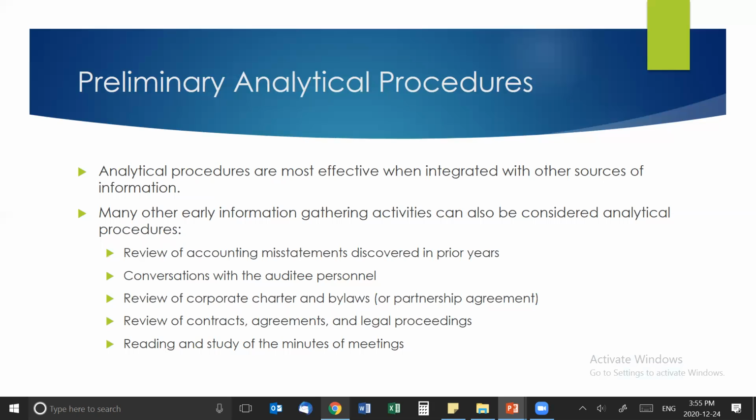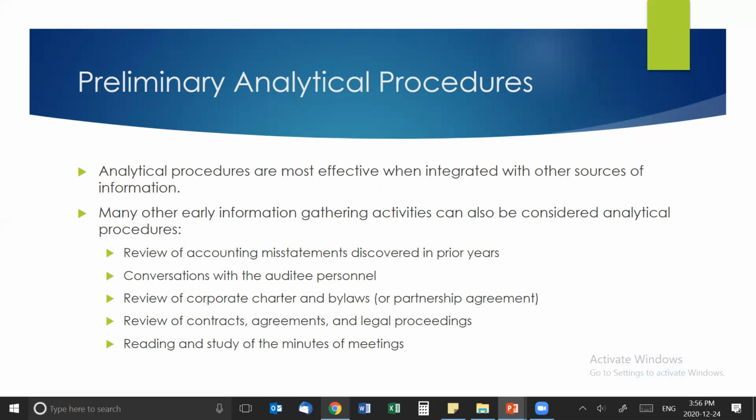Other early information-gathering activities that could be part of analytical procedures include reviewing the accounting misstatements that happened in prior years. If they had errors in prior years, you want to make sure those errors didn't show up again. Another is having conversations with audit personnel. You want to try to talk to a bunch of employees at different levels of the company to see if there is anything going on that management might not be telling you.